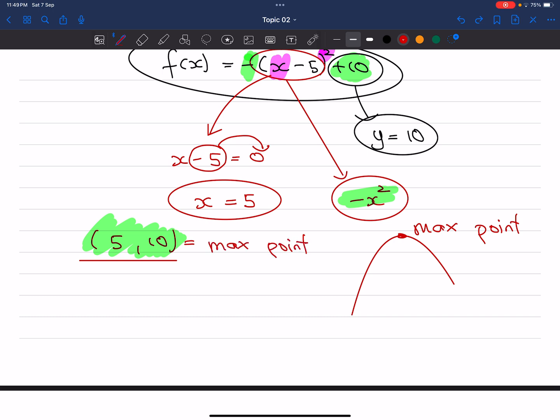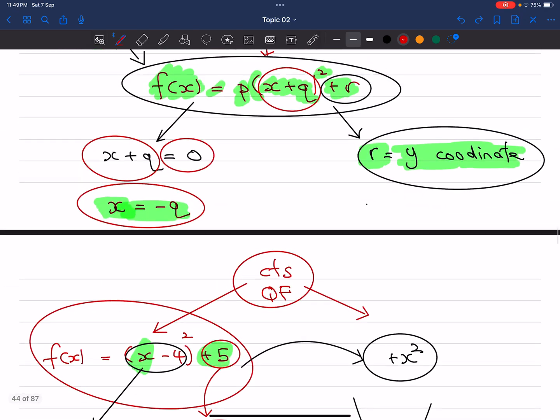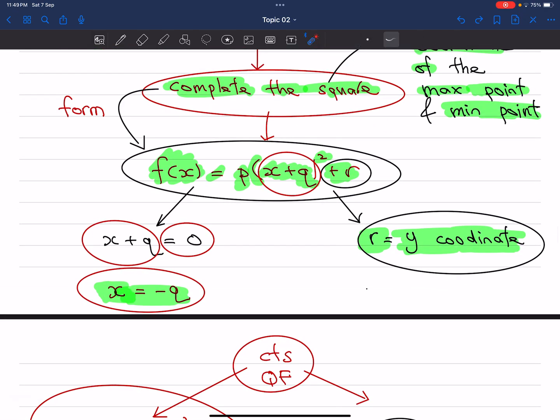Okay, that's it. Don't forget the main story, complete the square. It must have p, sometimes p is 1. You must have brackets, (x plus q) squared plus r. This is very important. The form is f(x) equals p, brackets inside x plus q, squared, plus r.